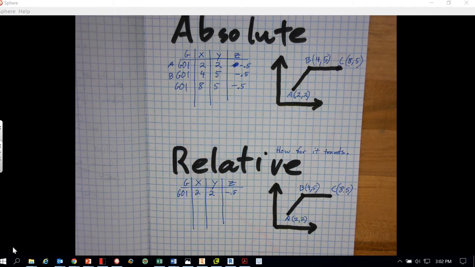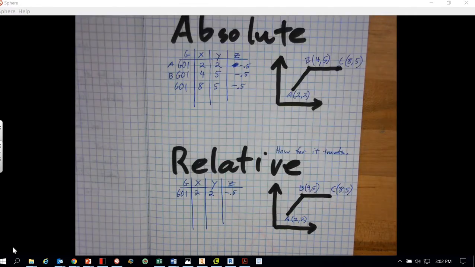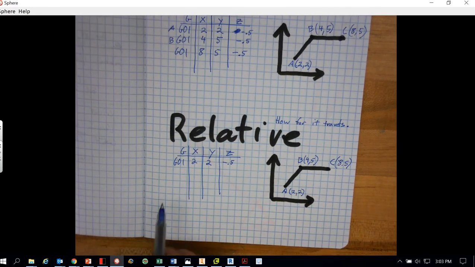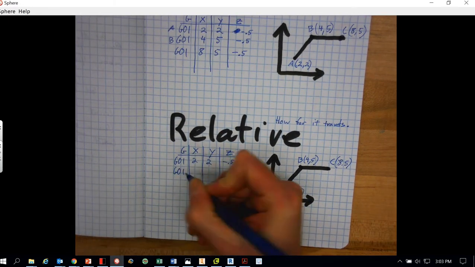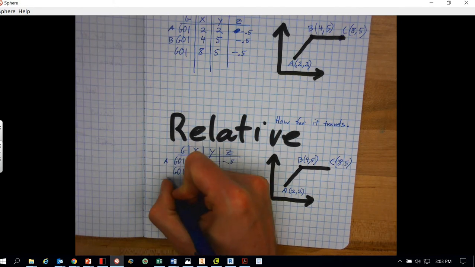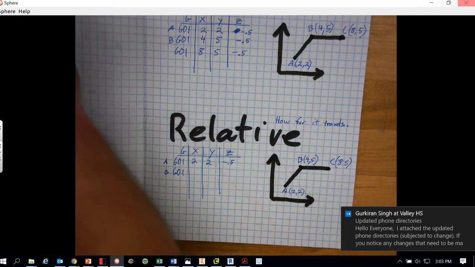So we're going to start at the same point, okay? And I'll show you, when we do the actual setup on our code template, how we get from this into telling the machine that we're reading it in relative. Okay, so our next line is still going to be G01. And then how is it moving to the next point? So here's A, we want to go to B, and how far did it move on the x-axis?